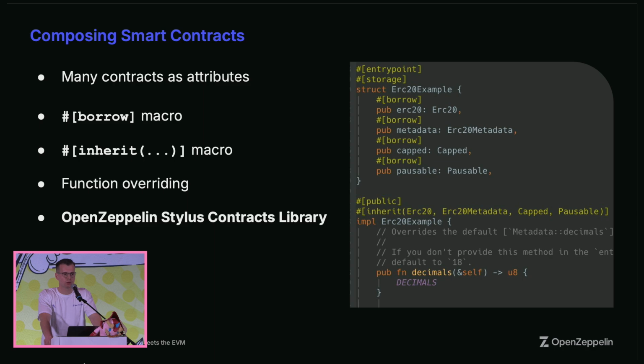Additionally, if we want to, we can also override some of the functions from our component contracts, like I did for the decimals from the ERC20 metadata. All of the contracts mentioned here come from our OpenZeppelin Stylus contracts library that my team was working on. So I strongly recommend you check out our repository, play with our contracts, and suggest ideas for what we can build in the future for the whole ecosystem.